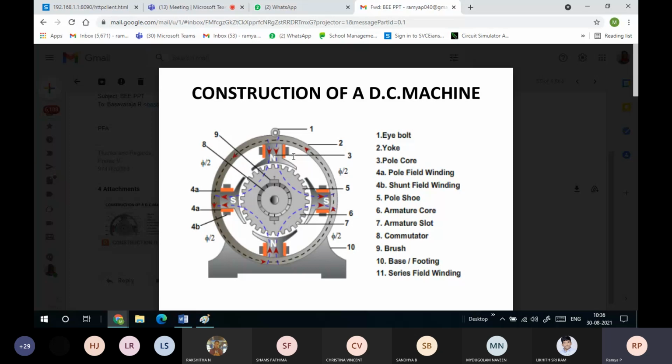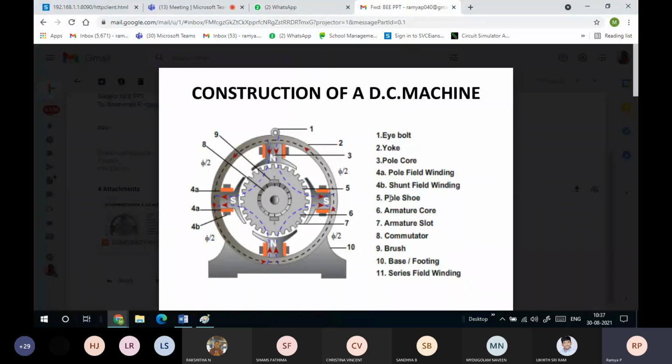And what is the next? It directs the flux produced through the air gap and the armature core to the next pole. See, initially the conductor is here and it will try to rotate in the other direction. When it starts rotating, the flux lines from one pole to the other pole will have connectivity. For having connectivity from one pole to the other pole, we are using this pole shoe here.